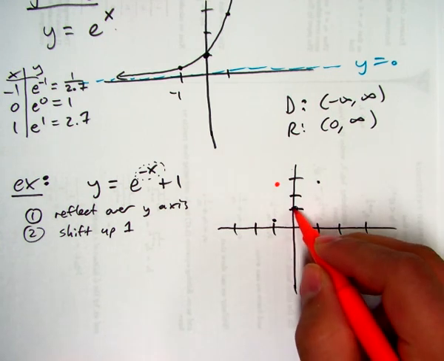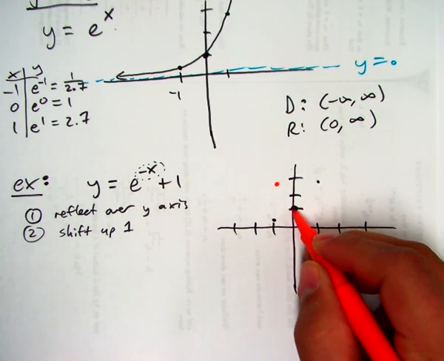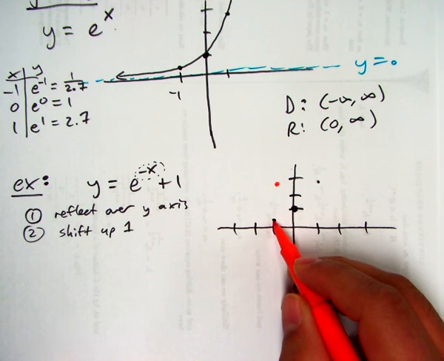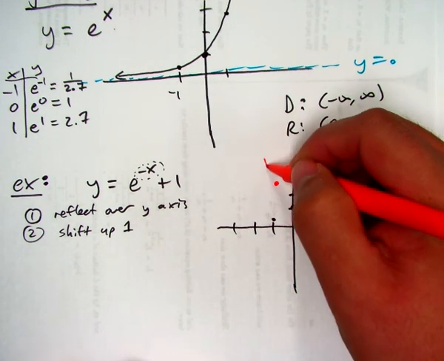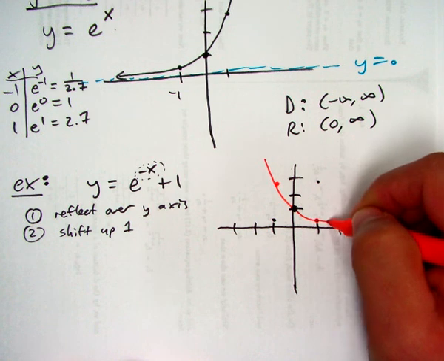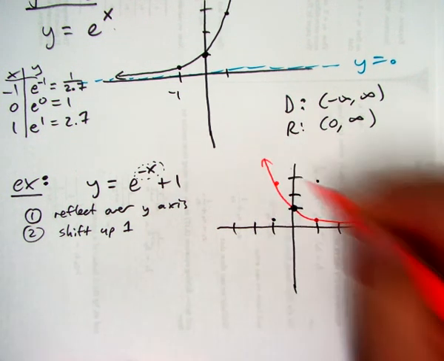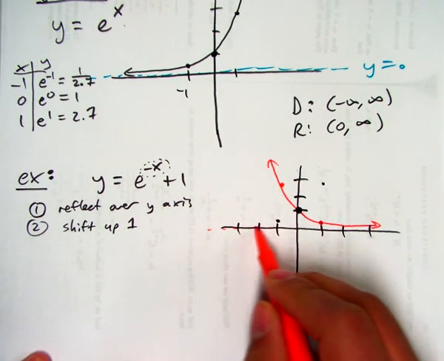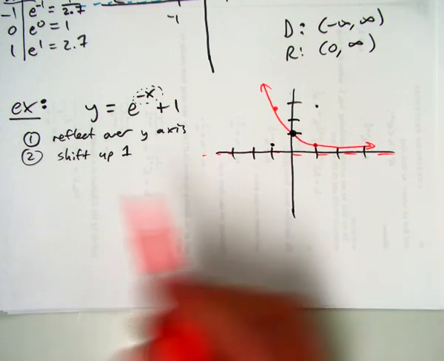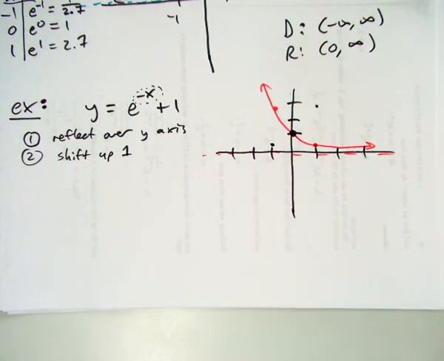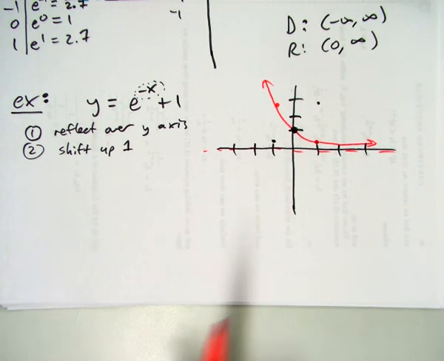This, when you reflect over the y-axis, isn't going to go anywhere. It's just going to stay right where it is. This, when you reflect over the y-axis, is going to go over here. So now you still have that same asymptote, but now the graph is decreasing instead of increasing. And that's it. Okay, not so hard. And again, we're doing this without a calculator. You guys can see that these aren't too bad. Okay, let's do one more just to be real sure.